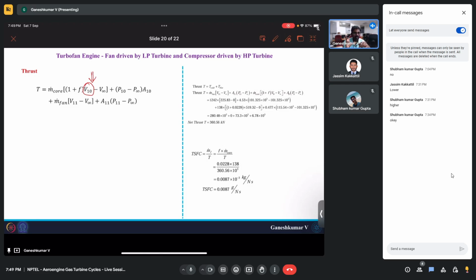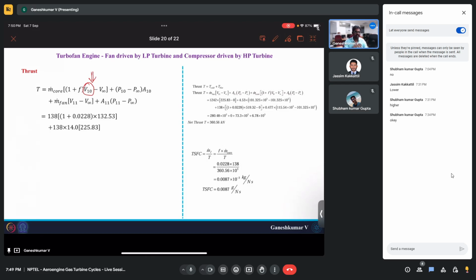But you also see almost 1.5 times increase in the mass flow rate. Now, these are two counteracting forces for your thrust. One, bypass ratio increase is going to increase your thrust, but velocity decrease is going to decrease the thrust, right? So let's see what happens now.